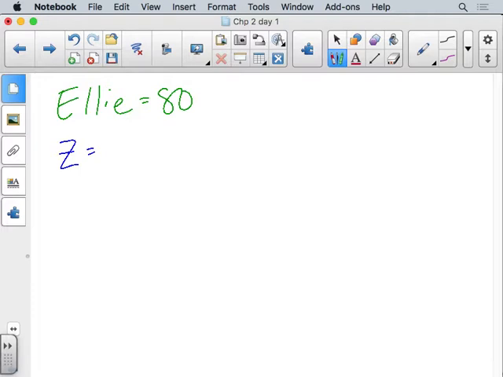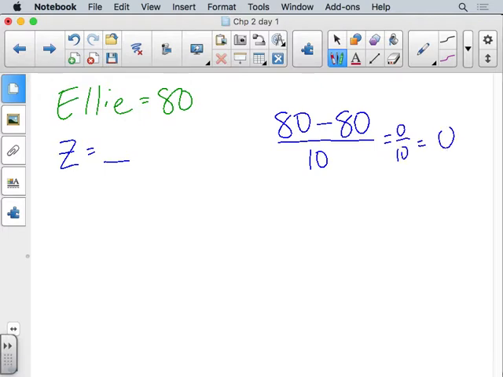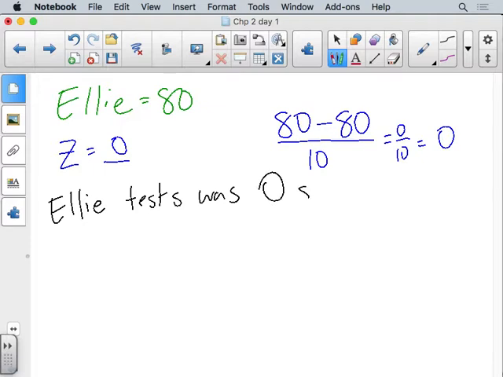Okay, so Ellie got an 80. What is Ellie's z-score? So Ellie had an 80 minus the mean of 80, divided by a standard deviation of 10. 80 minus 80 is 0. 0 divided by 10 is 0. Ellie has a z-score of 0. What is the interpretation of that? The interpretation would be that Ellie's test score was 0 standard deviations from the mean.